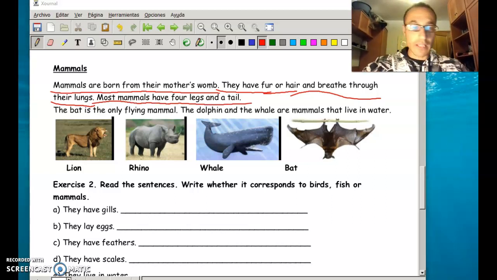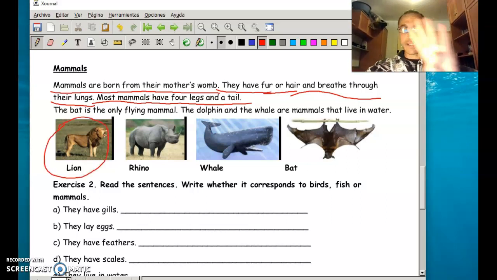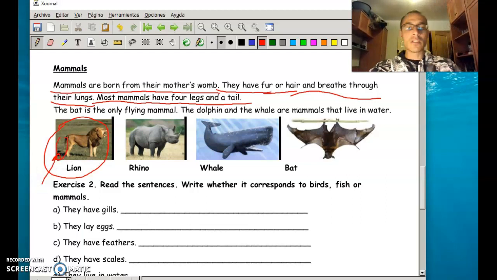Well, if you look at the lion, we've got the lion here. It's got 4 legs, right? As you can see, it's got 4 legs and a tail. And you see the lion's tail over there? Yeah, lion's tail over here. There you go.